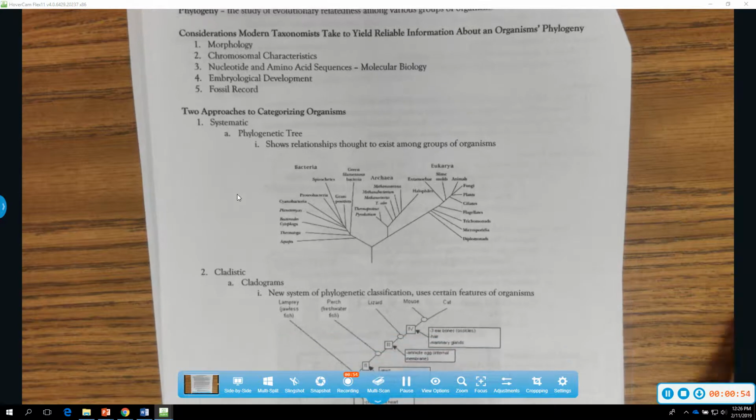So this first little tree that you see here on your notes is a phylogenetic tree, and this is going to show relationships that are thought to exist among groups of organisms. So it kind of looks like a family tree, and the closer an organism is to another one on the tree, the more related it is, the more characteristics they have in common. The farther away from each other they are on the tree, the less related they are, or the more differences they have in their genetic makeup.